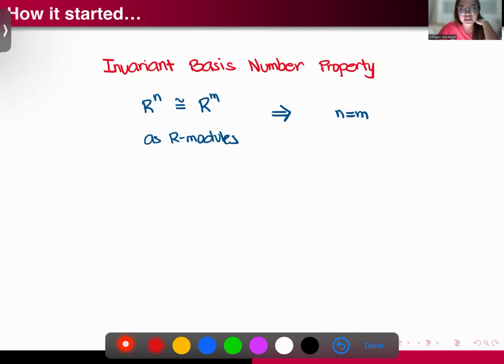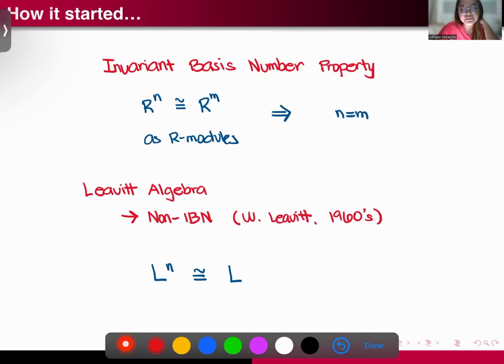Okay. But how did the study of Leavitt path algebra start? It started with the invariant basis number property, which basically says for a ring that all finitely generated modules over that ring have a well-defined rank. And Leavitt, in the 1960s, was interested in those algebras that do not satisfy the invariant basis number property. In particular, let's say L is this algebra and L to the n is isomorphic to L. So it's not satisfying the uniqueness of the rank.